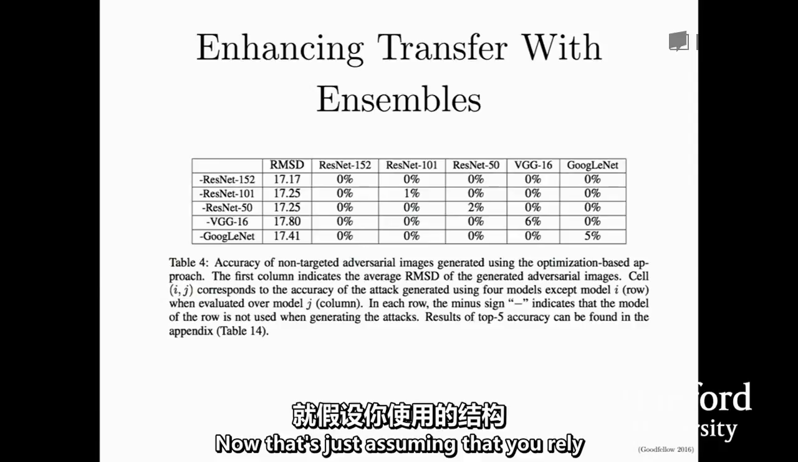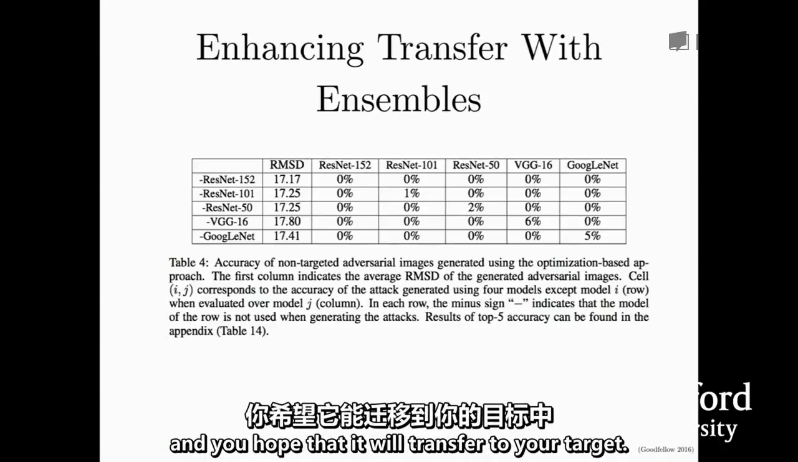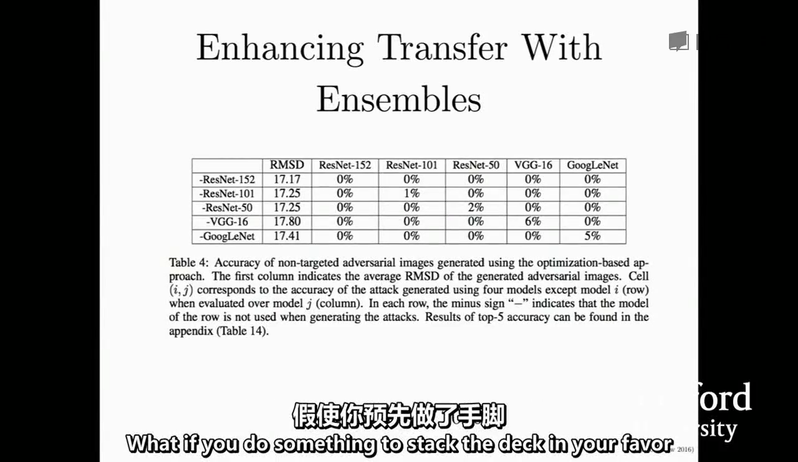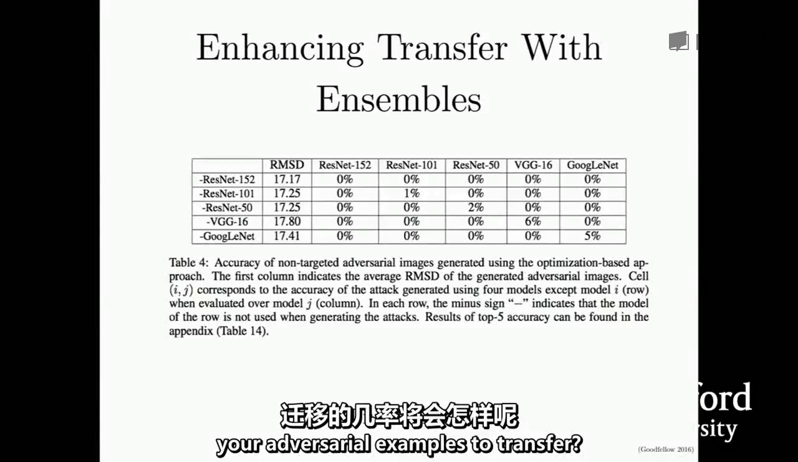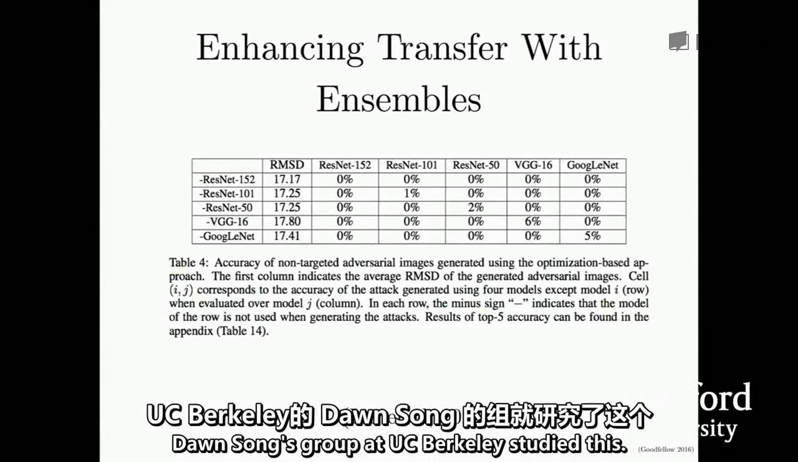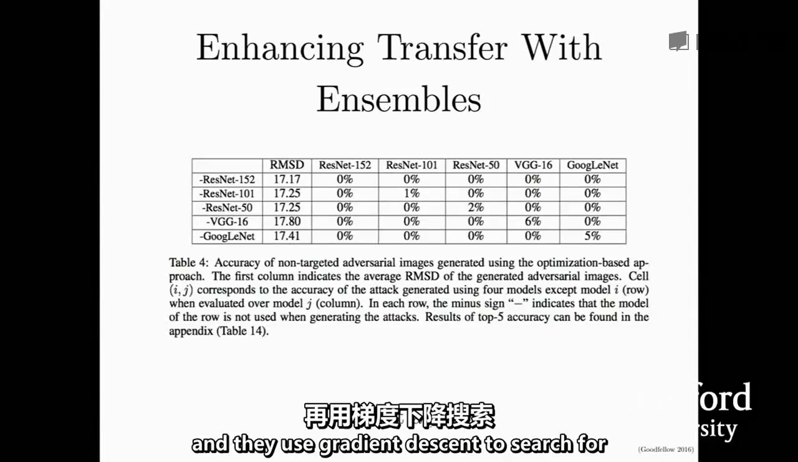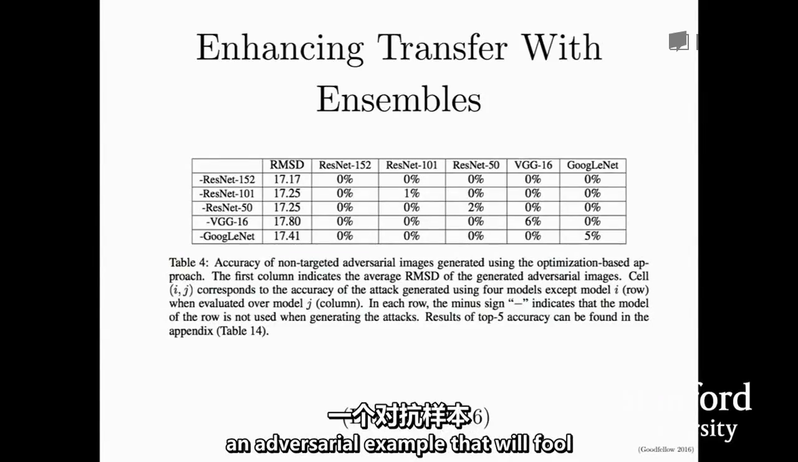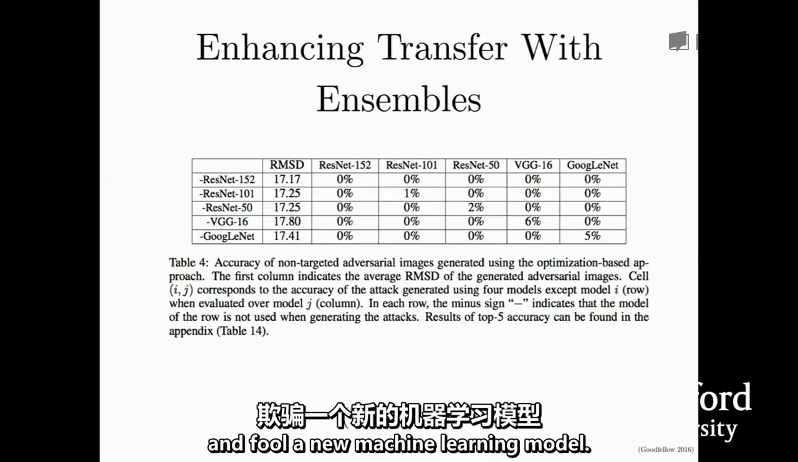Now that's just assuming that you rely on the transfer happening naturally. You make an adversarial example and you hope that it will transfer to your target. What if you do something to stack the deck in your favor and improve the odds that you'll get your adversarial examples to transfer? Dawn Song's group at UC Berkeley studied this. They found that if they take an ensemble of different models and they use gradient descent to search for an adversarial example that will fool every member of their ensemble, then it's extremely likely that it will transfer and fool a new machine learning model.